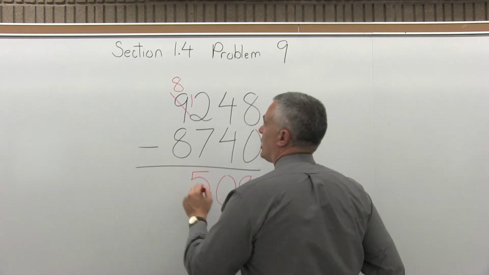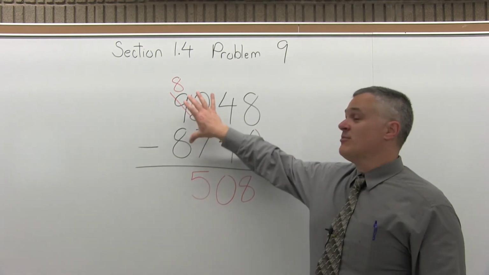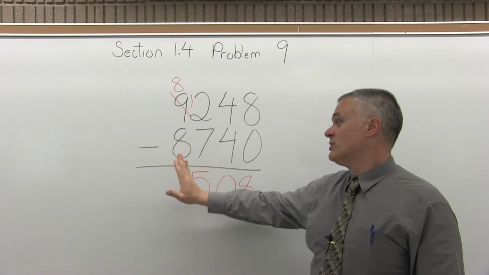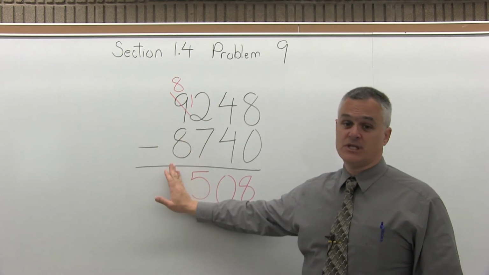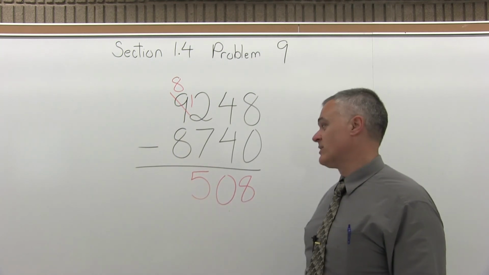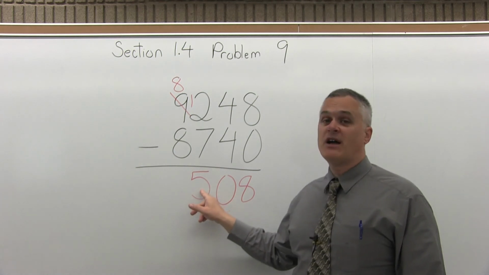And now the far left column of digits is 8 minus 8, which is 0. So you don't need to put a 0 in the far left position if you start with a 0. You don't have to write it. So the answer is 508.